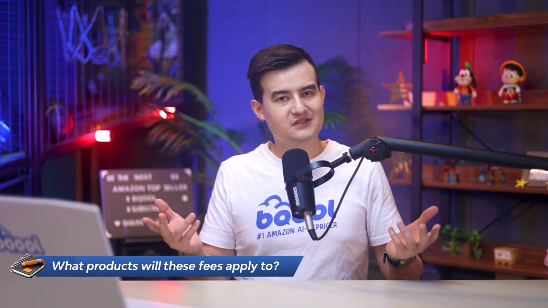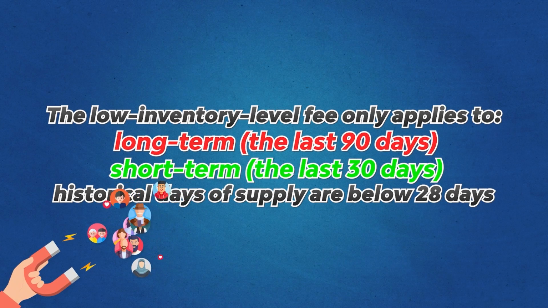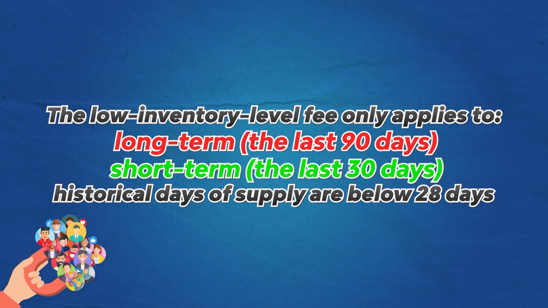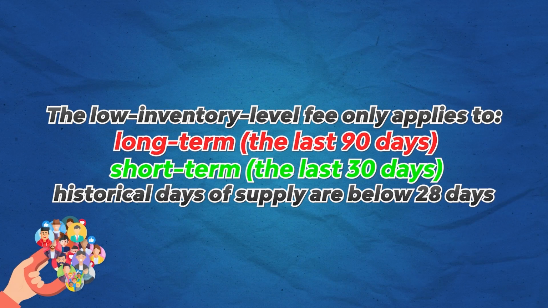What products will these apply to? According to the help article on Seller Central, the low inventory level fee only applies to a product when both its long-term, the last 90 days, and short-term, the last 30 days, historic days of supply are below 28 days. Let's break that down and look at two examples provided by Amazon. One that has incurred the low inventory fee and one that hasn't.